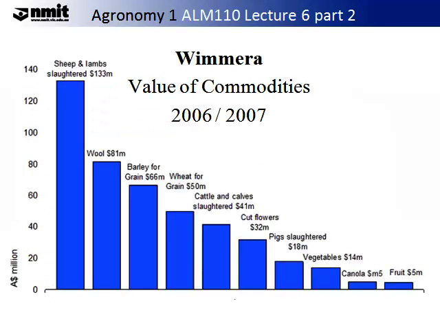In this area, based on the commodities of 06-07, sheep and lambs are the highest earning industry. These are worth about 133 million. This is then followed by wool, worth 81 million, and barley and wheat, worth 65 and 50 million. Cattle and calves, cut flowers, pigs, vegetables, canola and fruit are also found in this area.